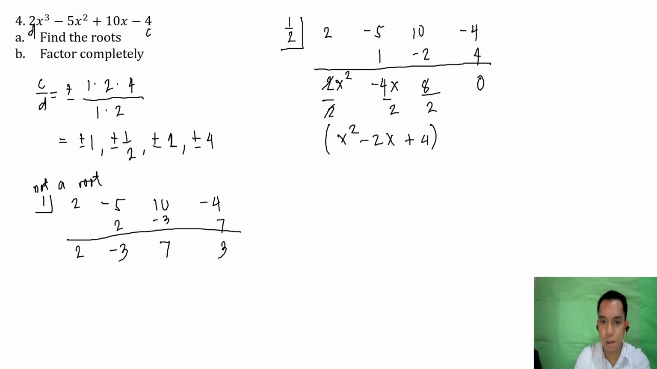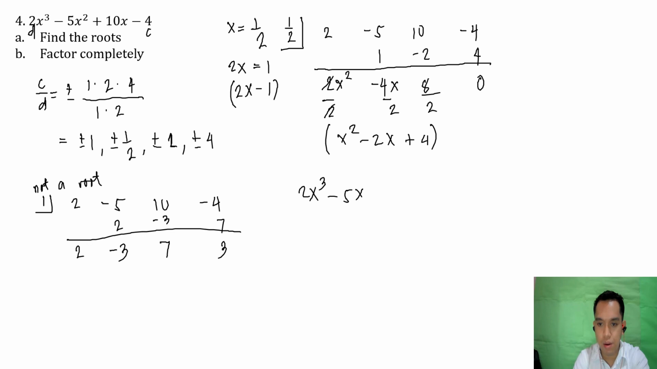And this one naman is, yan ay x equals to 1 half. So cross multiply, 2 times x is 2x equals 1. Yung 1 ilipat mo dito sa kabila, so yan ay magiging 2x minus 1. Okay, so the factors of 2x cubed minus 5x squared plus 10x minus 4 are 2x minus 1 at x squared minus 2x plus 4. So these are the factors.